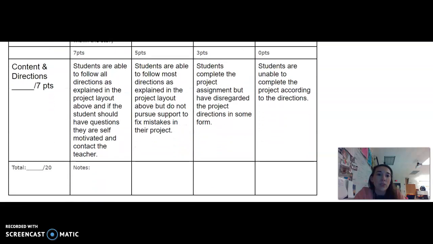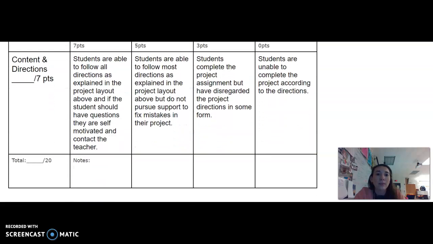And then 7 points for content and directions. Students are able to follow all directions as explained in the project layout above, and if the student should have questions, they are self-motivated and contact the teacher. Alrighty, so that is the rubric. It is a project that is worth 20 points, and that is how it is broken apart.